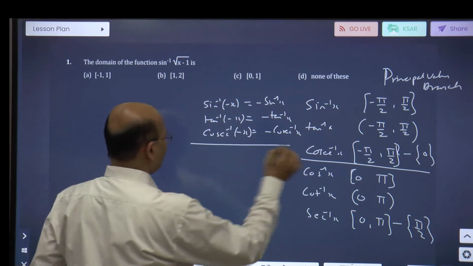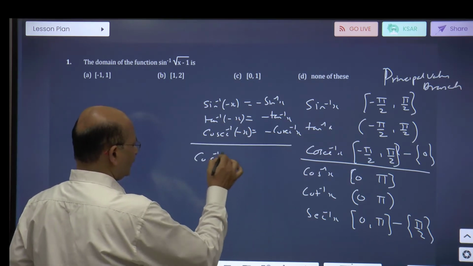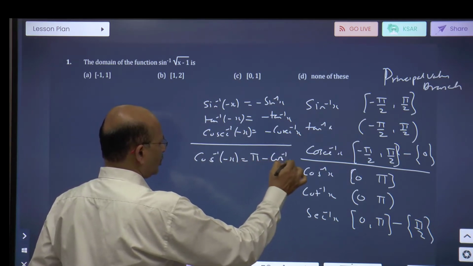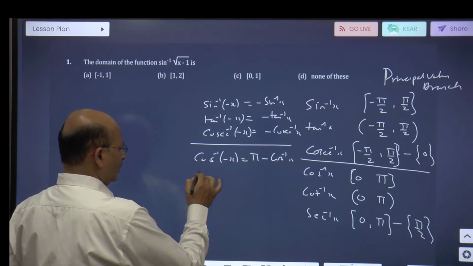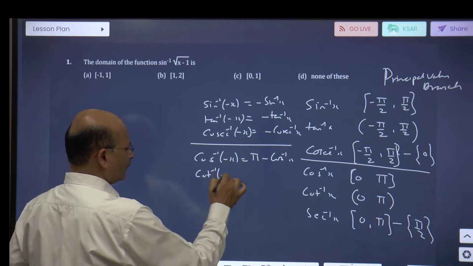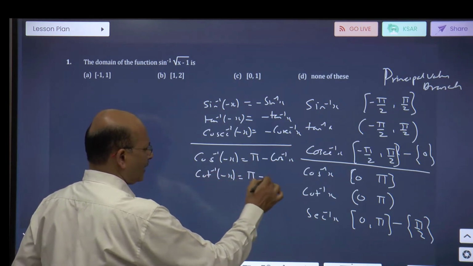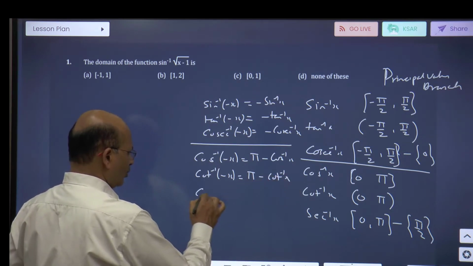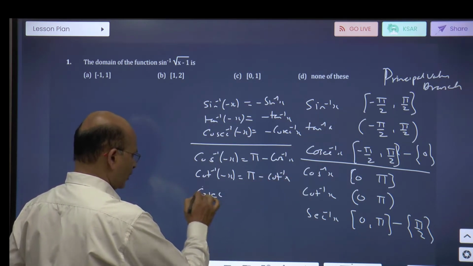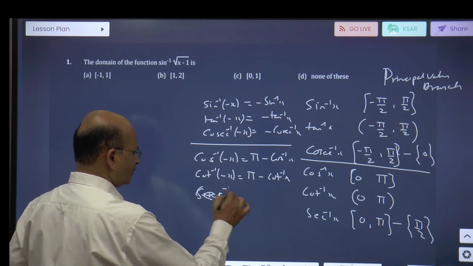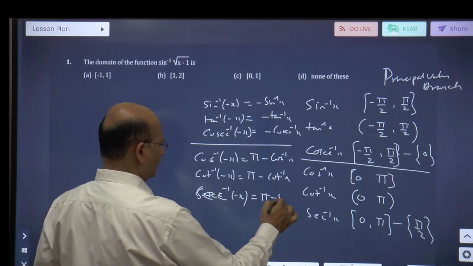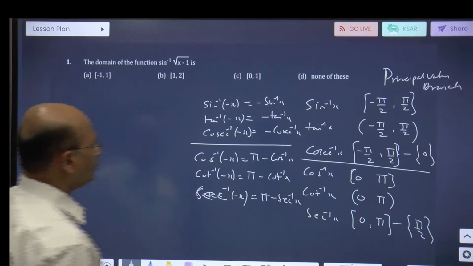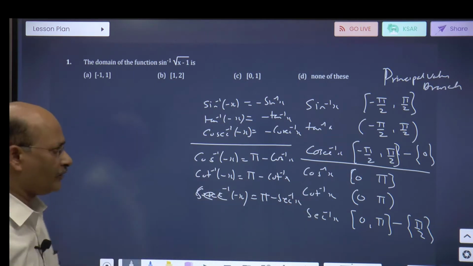Now I extend my work. Cos inverse of minus x is pi minus cos inverse x. Similarly, cot inverse of minus x is nothing but pi minus cot inverse x. Similarly, sec inverse of minus x is equal to pi minus sec inverse x. Keep that in mind. So this is the pattern, this is the way we work with it, and please pay attention now.